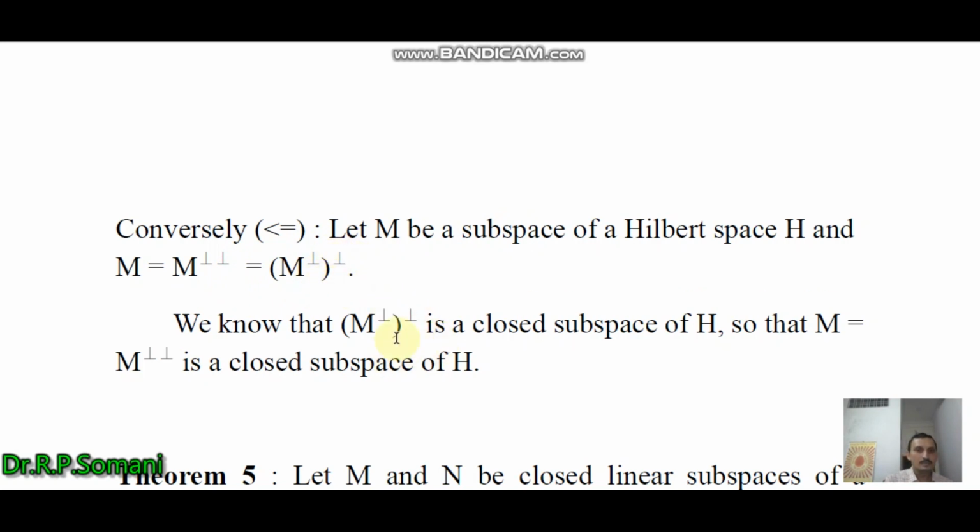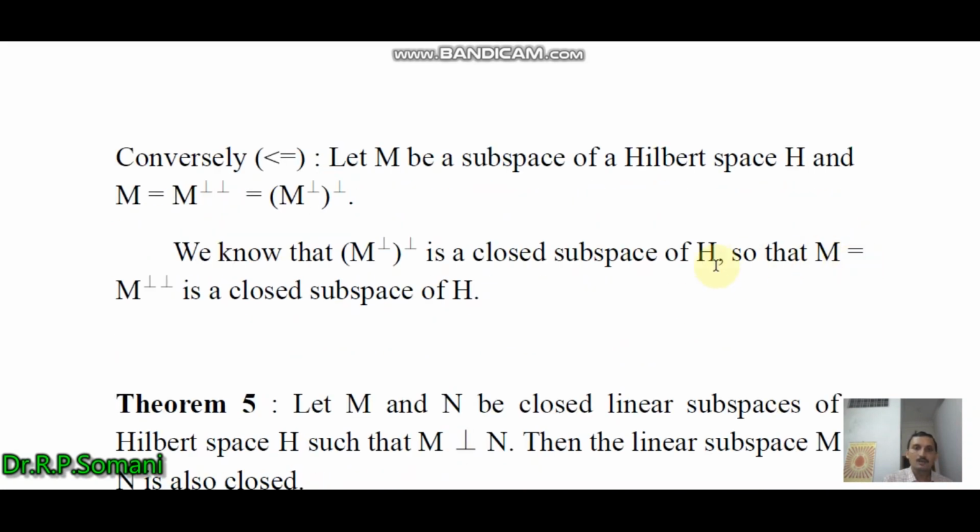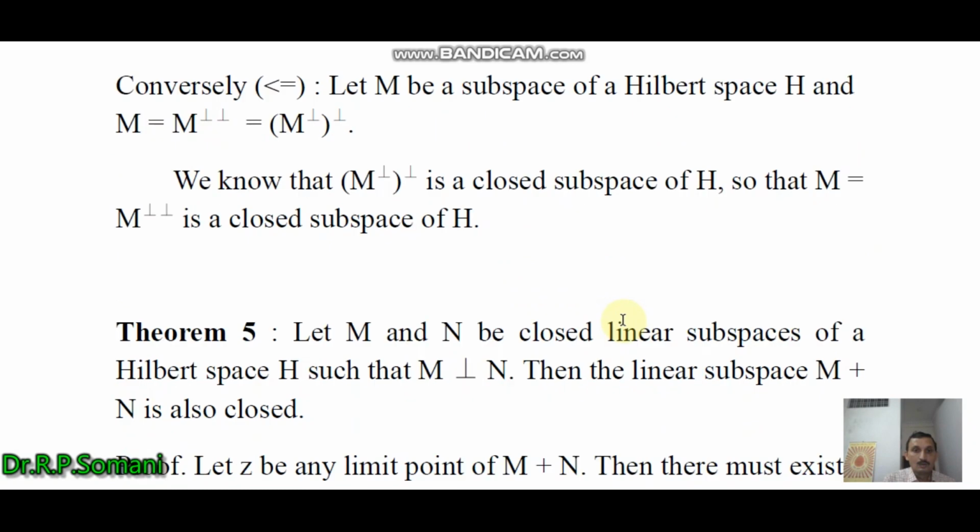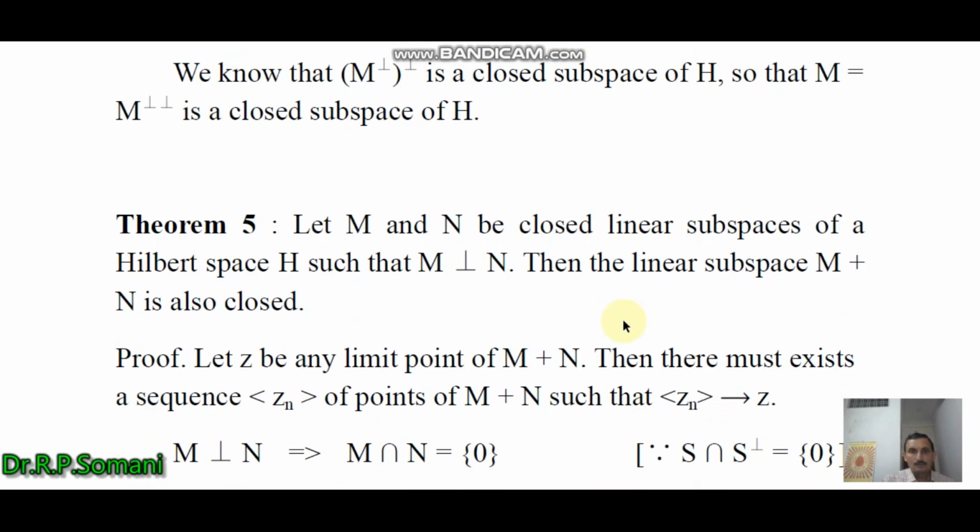We know that this M orthogonal complement is a closed subspace of H, so that M equal to M double orthogonal is a closed subspace of H. So if M equal to M double orthogonal, then M is a closed subspace of H. So we have theorem 5.